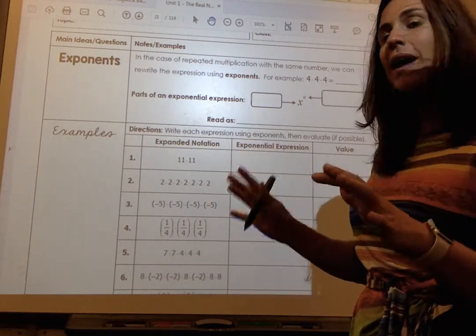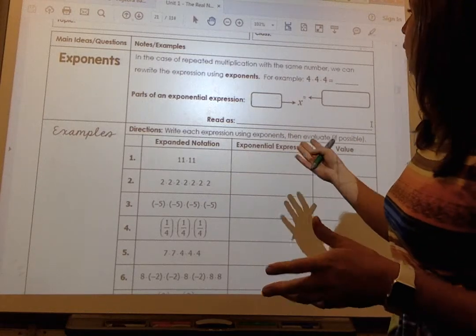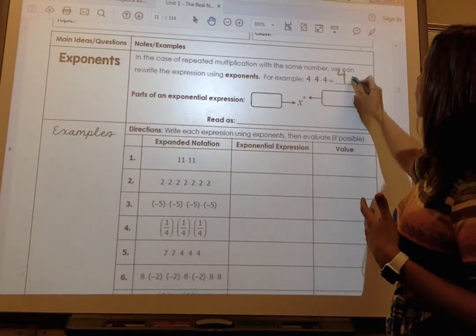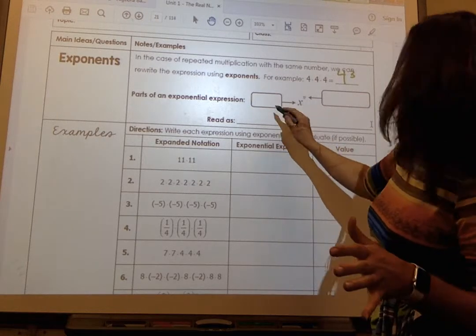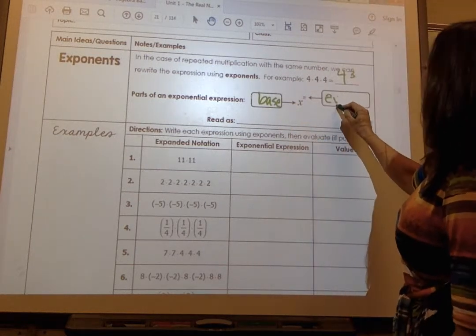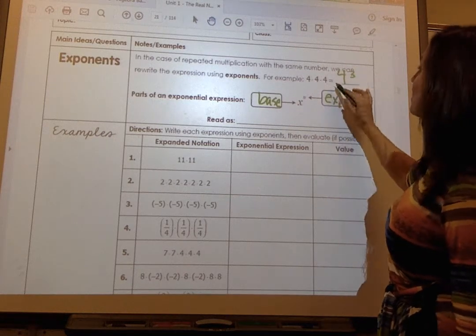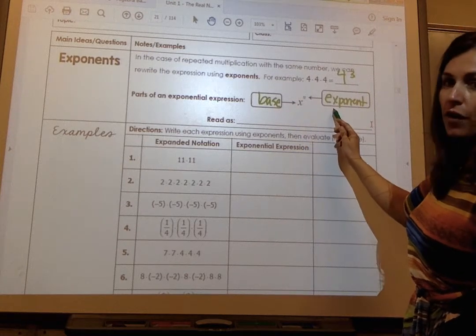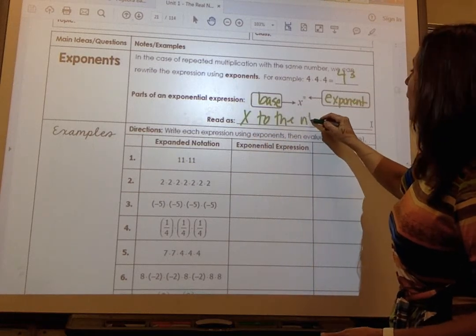You've seen it before. And remember, exponents is just repeated multiplication with the same number. So, for instance, if we have 4 times 4 times 4, that is really saying 4 to the third power. Okay? This x is called the base. This is our base, and n is the exponent. So this whole part makes up the exponential notation. X is called the base, n is called the exponent, and we read that as x to the nth power.